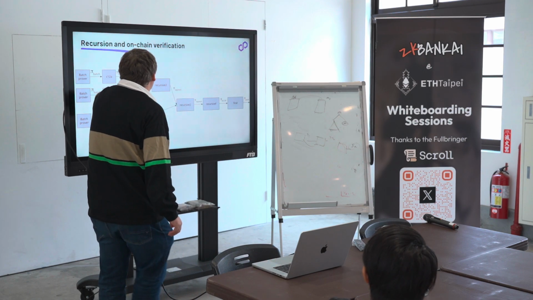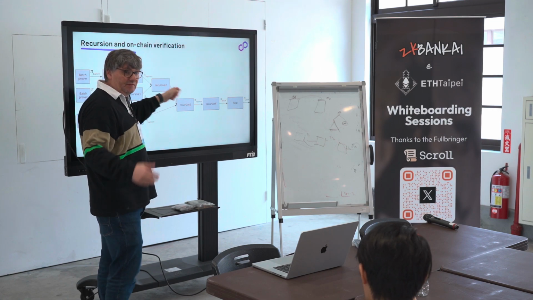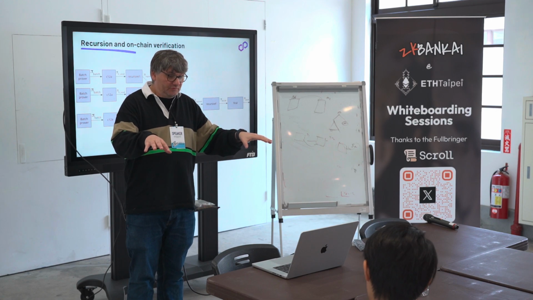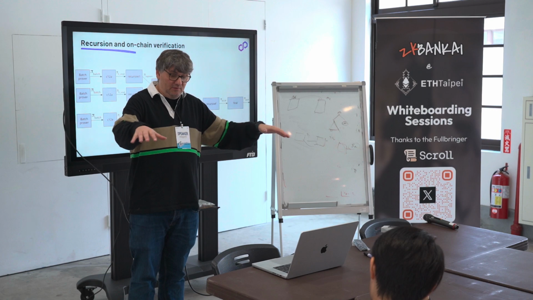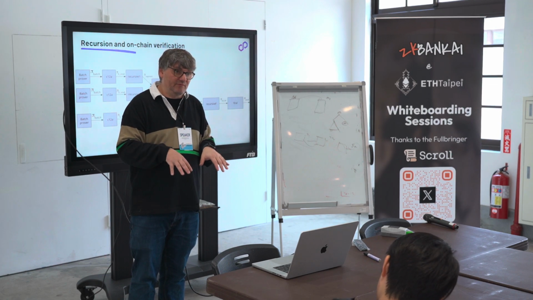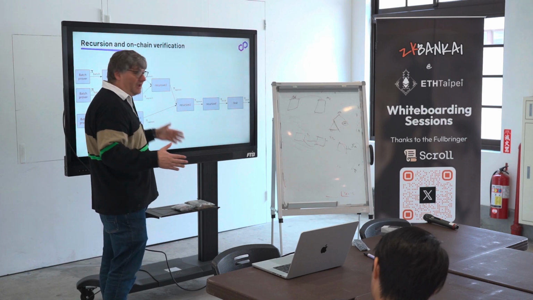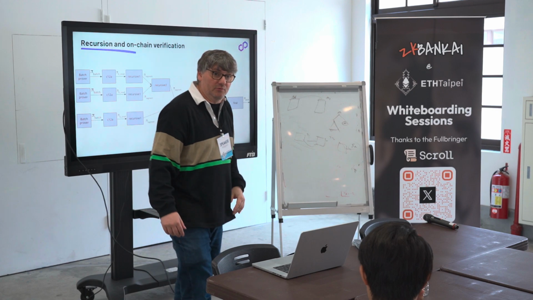Then we have a recursive part. Here we have a recursive tool. This is a proof that actually includes two verifiers. So it's a proof that verifies two verifiers, joining one proof with another proof. And then you can do this as many times as you want. We will see now how we do it.